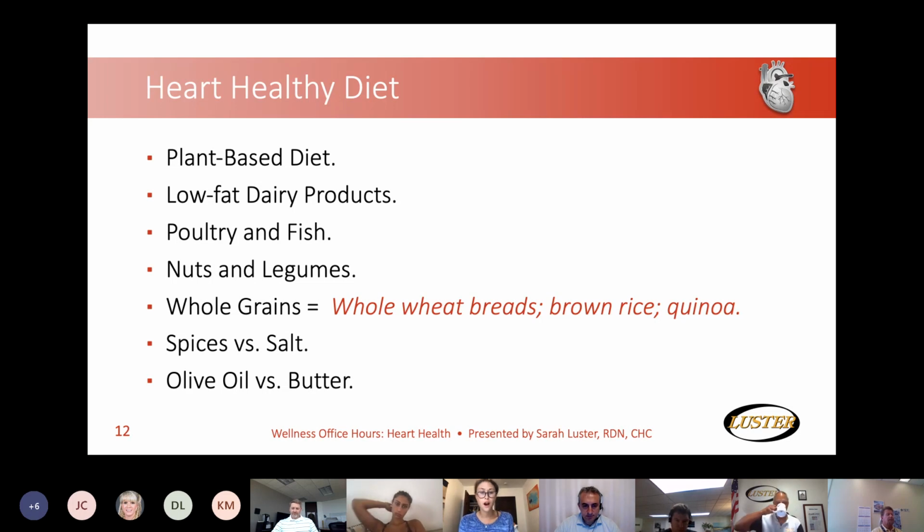So overall, the heart healthy diet is mostly plants. And then, of course, nuts and legumes, and just figuring out creative ways to flavor your food without salt and butter.